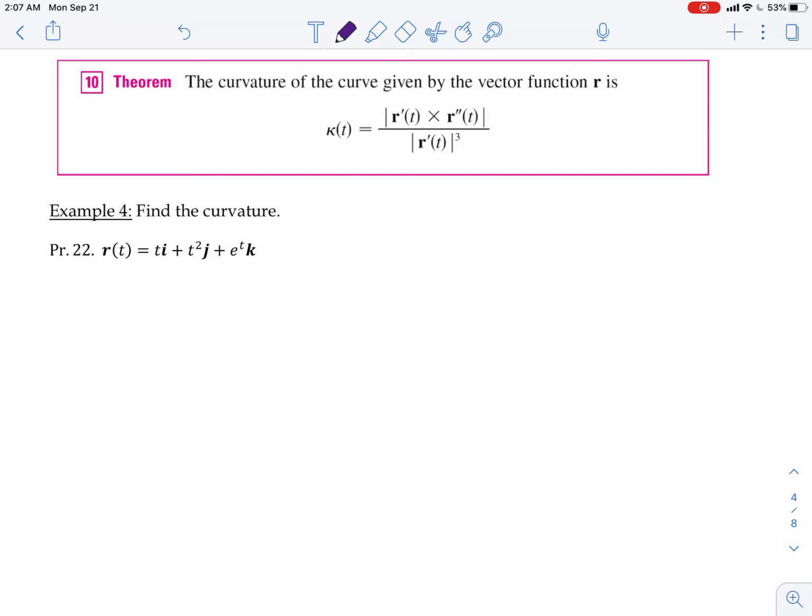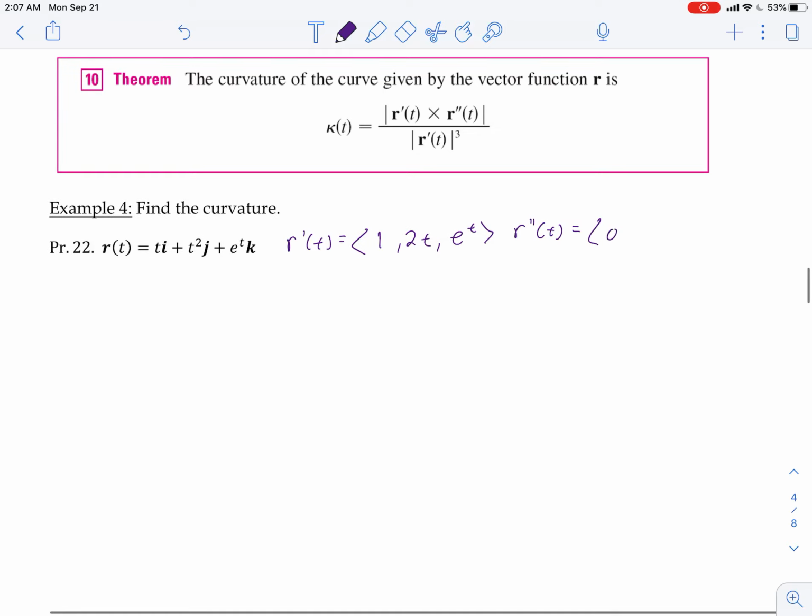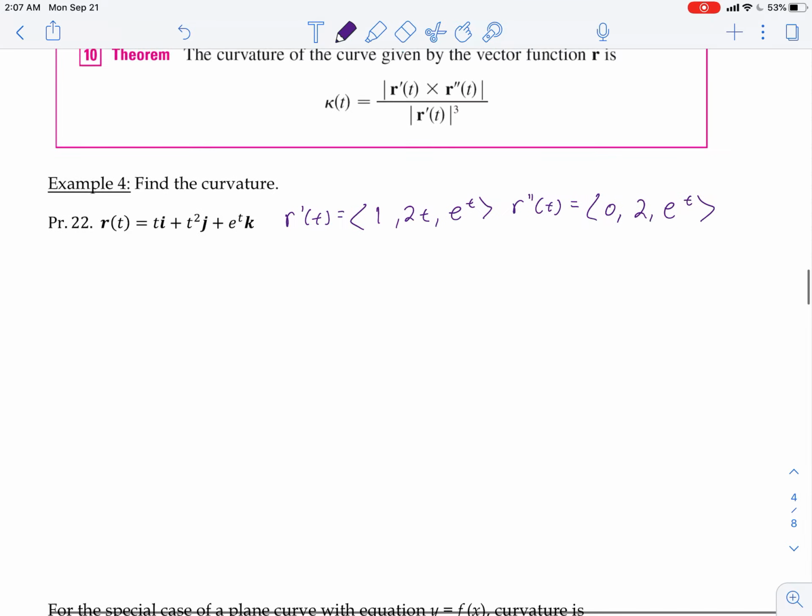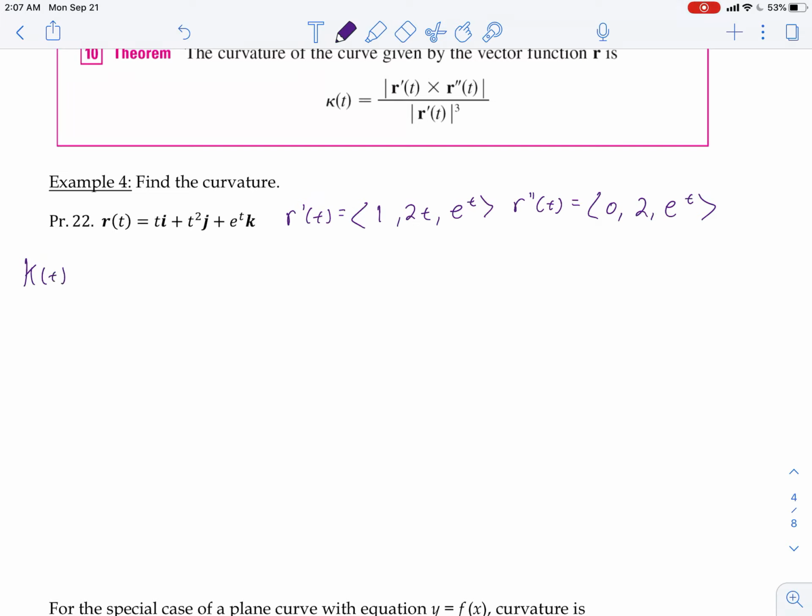We're going to find the curvature of the curve given, which is t i plus t squared j plus e to the t k. I'm going to find the derivatives first, and I'll put them in vector notation, not standard basis notation. The derivative of t is 1, the derivative of t squared is 2t, and the derivative of e to the t is e to the t. The second derivative of our vector function is going to be 0, 2, and e to the t. Now, let's plug in our formula.